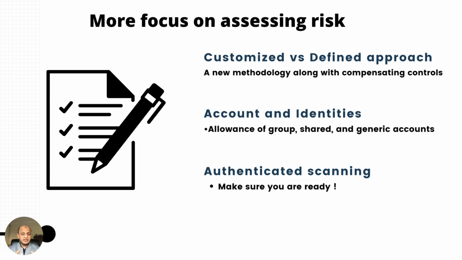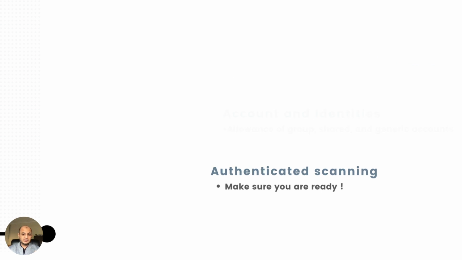When it comes to accounts and identities, again, now they have given you allowances for group, shared, and generic accounts. Authenticated scanning: if you are doing internal vulnerability scanning and you are not doing authenticated scanning, now it's a requirement. So make sure, if you are not doing that, or if you are doing that but not showing it to the auditor, this is a good time to get started and make sure all those findings are there. But going back to the earlier thing of customized controls.